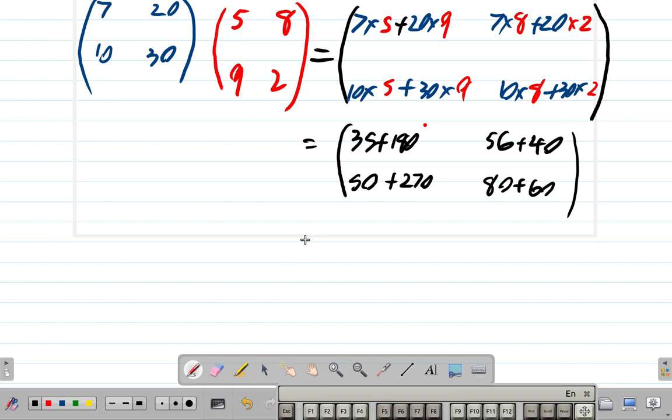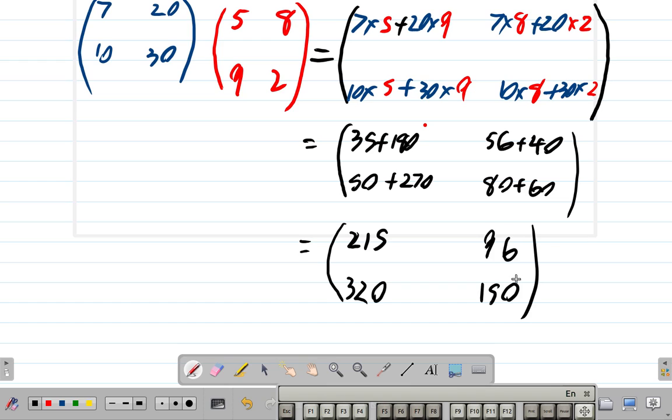So now we have 35 plus 180. 180 plus 20, that's 200, plus 15 more, 215. So that's 215 here. 56 plus 40. 50 and 40, that's 90, plus 6, 96. And we have 270 plus 50. 270, 30 will go to 300, and then 20 more is 320. That's 320. 80 and 60 is 140, so this is 140. Alright, so that's the answer we've got here.